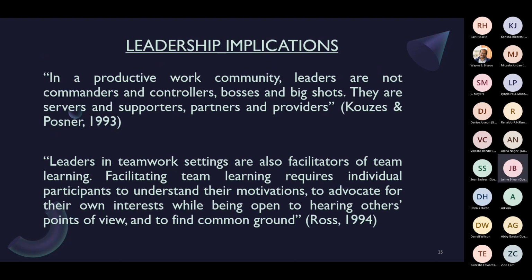And now we will take a look at the implications of leadership. So according to Cousins and Posner, in a productive work community, leaders are not commanders and controllers, bosses and big shots. They are servers and supporters, partners and providers. A leader's transition from boss to facilitator is a function of the leader's ability to create an open and transparent environment that encourages team members to assess and articulate their own level of performance without fear or shame of any kind. Be open to hearing others' points of view and to find a common ground. Leaders and team members should share the responsibility of discussing shared group experiences and make it a process of the team. Teams should reflect on successes rather than focusing on errors and failures.